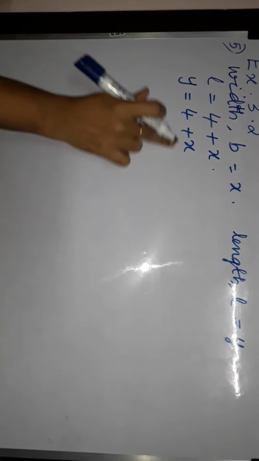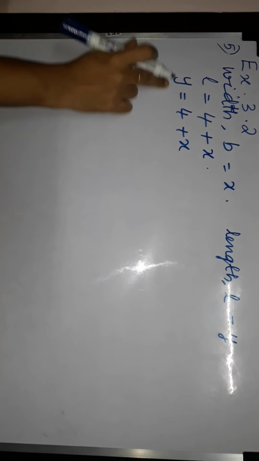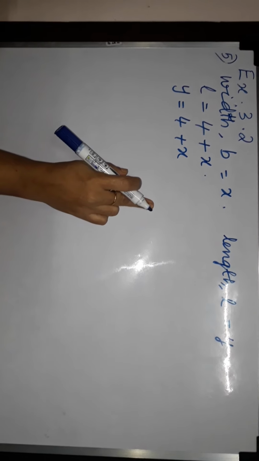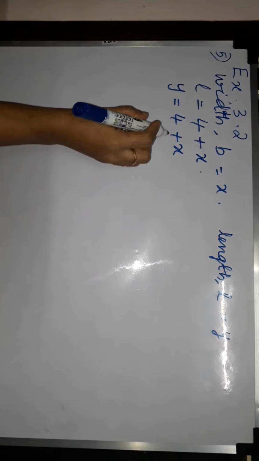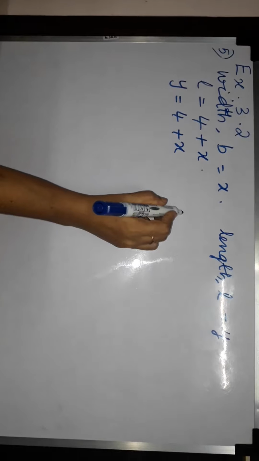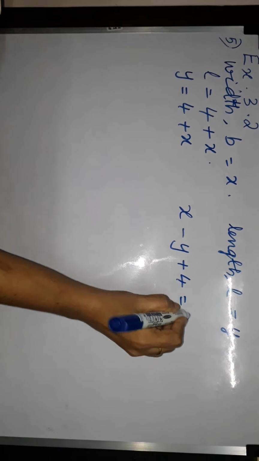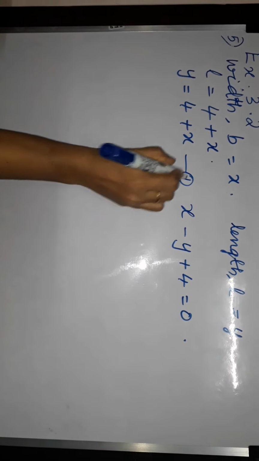This is a linear equation in two variables. So we can write this in standard form. Standard form of a linear equation is a1x plus b1y plus c1 is equal to 0. Taking y to the right side, we will get x minus y plus 4 is equal to 0. This we can put as the first equation.